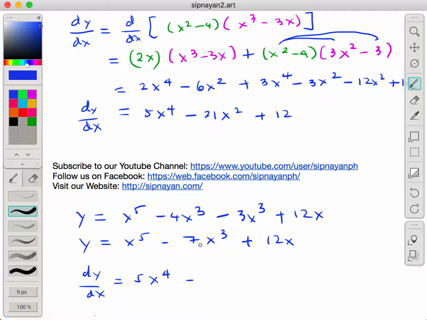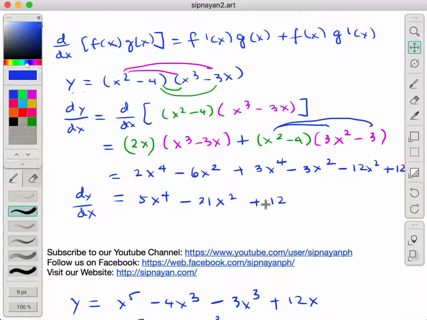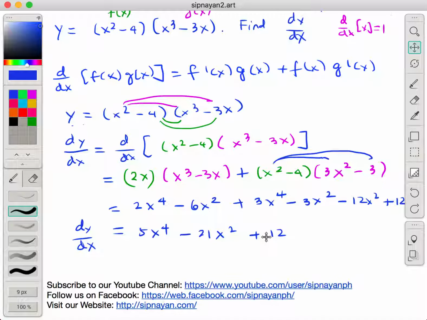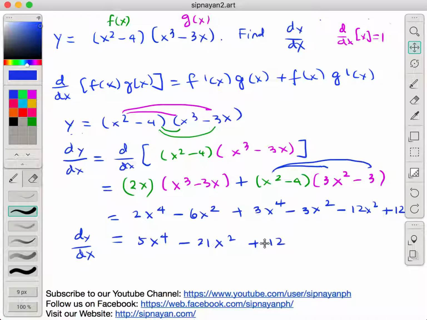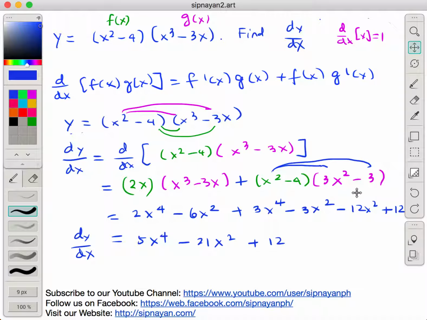natin yung 3, so magiging 3 times 7, we have 21, and then yung x, babawasan natin ng isa yung exponent, so 2, that's with the power rule. And then 12 times the derivative of x is 1. So 5x to the fourth minus 21x squared plus 12, which is the same as this one. Okay, so that's one way to check, to multiply the expressions and then you get the derivative also. So of course you can use the power rule.